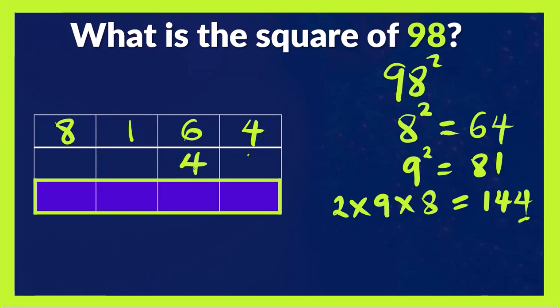Put the 4 here. That's the last digit in 144. Followed by the next digit, which is the 4. And followed by the 1. Okay? That's amazing. Good job.